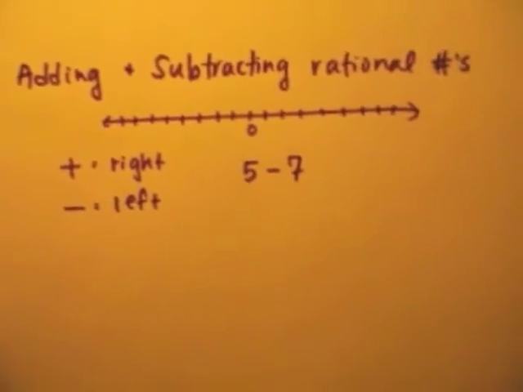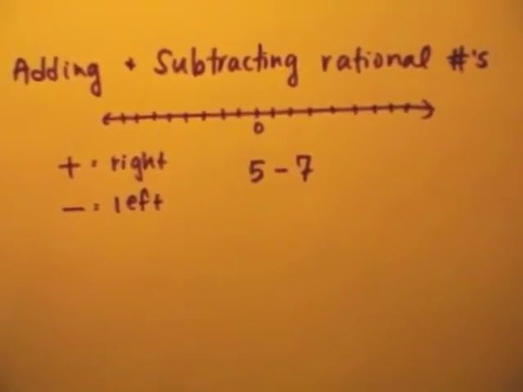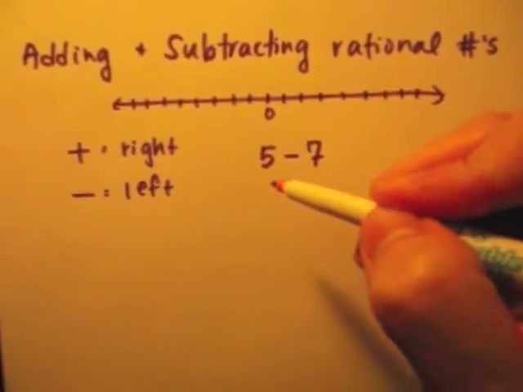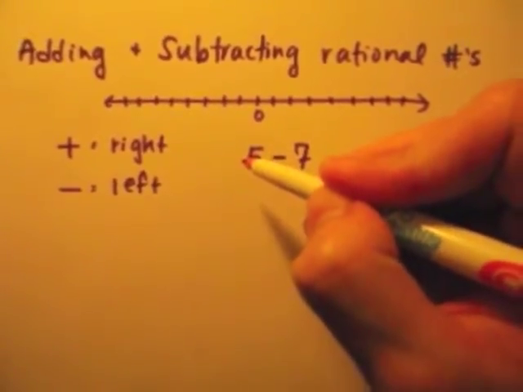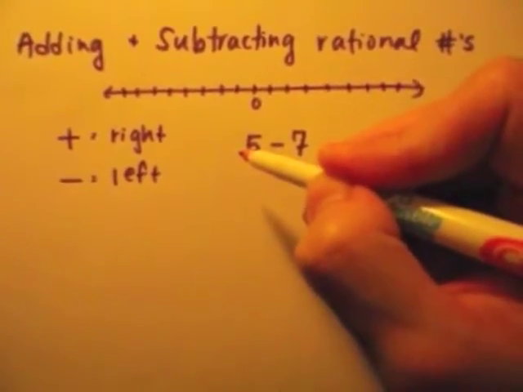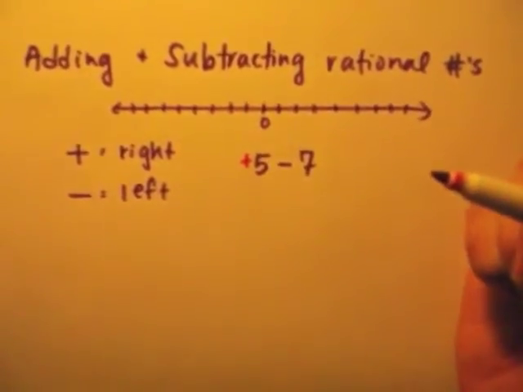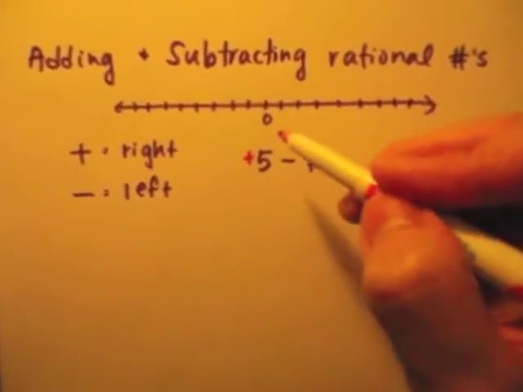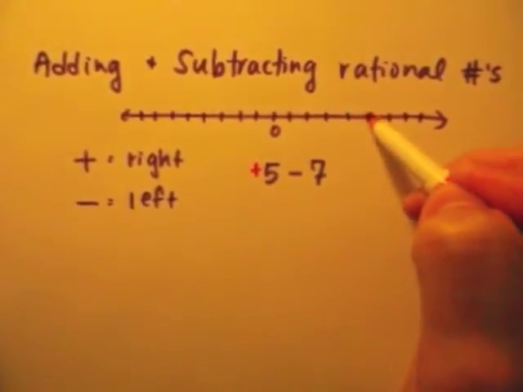Now, when you're dealing with adding and subtracting these rational numbers, that first number is your starting number. So this number right here is a 5, and you know that if a number does not have a sign in front of it, there is a positive there. So you have a positive 5 now. That's where you're going to start. So I'm going to find positive 5 on the number line. 0, 1, 2, 3, 4, 5. There it is, positive 5.